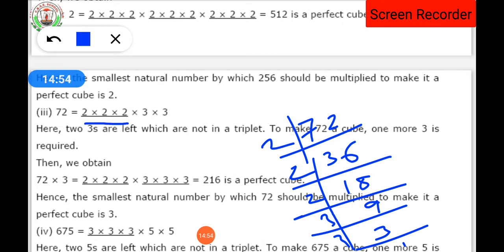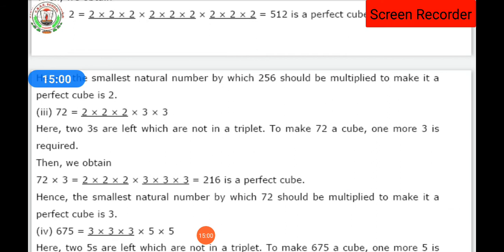While seeing the factors, we can see that this 3 does not have the pair of triplets. Triplets means a cube. 3 का पेयर होना चाहिए, है ना. तो 3 का पेयर होने के लिए 3 का पेयर नहीं है. If 3 does not have a pair, hence we can say that 72 is not a perfect cube.